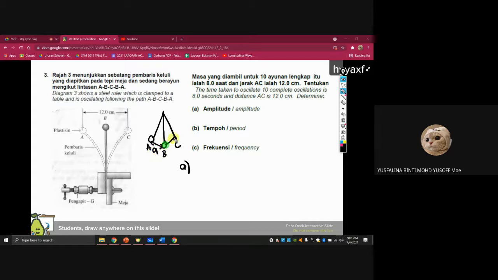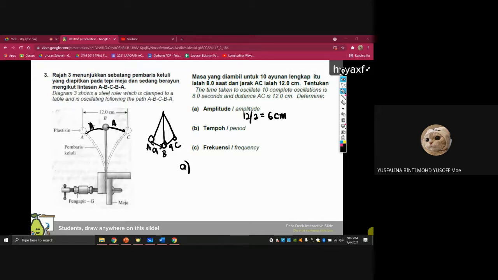B and C also we call the amplitude. So AB is an amplitude, and this one is also an amplitude. So if I want to know the amplitude, you have to divide by 2. So 12 divided by 2, you will get 6 cm. Not 12 cm. 12 cm is 2 amplitudes. For one amplitude, only A, B or B, C.